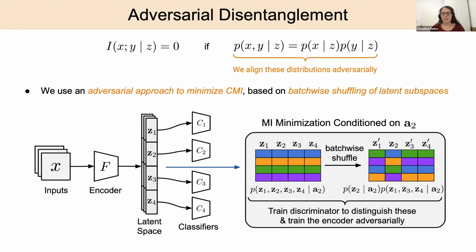To obtain samples then from the product of marginal distributions, we batch shuffle the latent subspaces. The idea here is to shuffle subspaces such that we combine the subspace Z2 from one example with the subspaces Z1, Z3, Z4 from another example. We can then train a conditional discriminator to distinguish between these shuffled and unshuffled latent spaces. Then we are training the encoder adversarially to make these 2 distributions hard to distinguish.